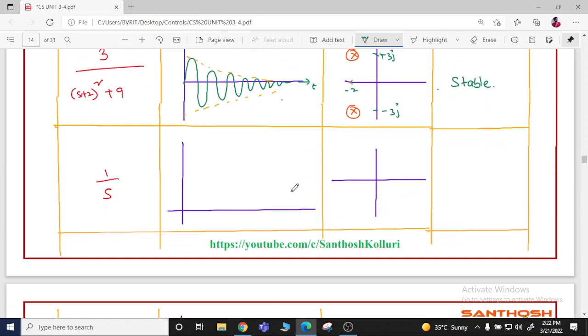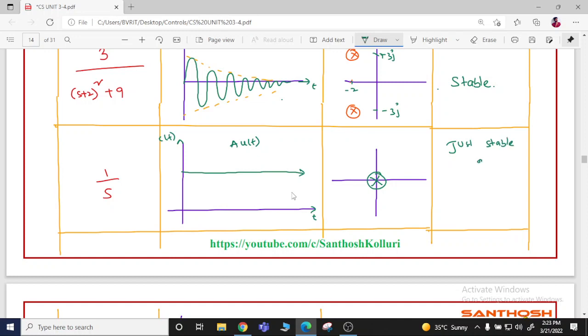And when you see this 1 by s, it's a step response. So therefore the impulse response is like this only. The impulse response will be a into u of t. The roots will be only one root lying at origin. So as and when one non-repeated root is lying at origin, then the system is marginally stable or just stable. So there is no repeated root available, hence it is called a marginally stable system.